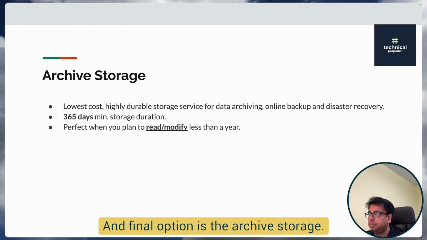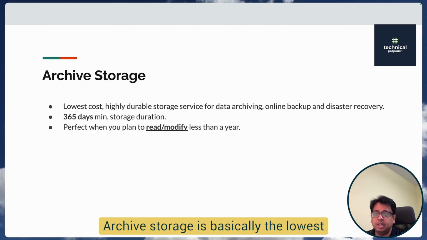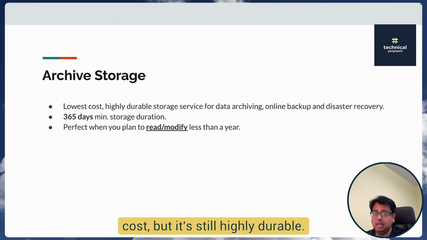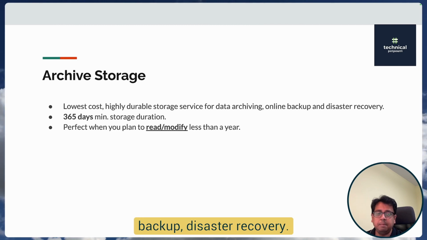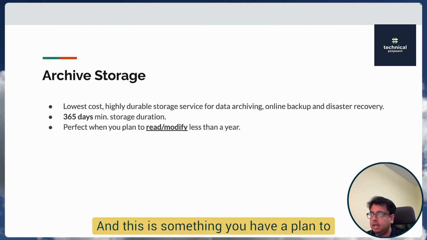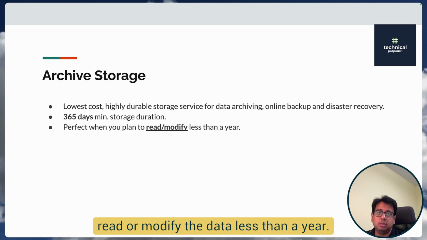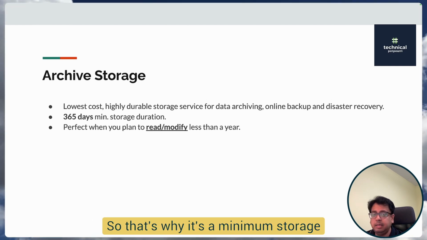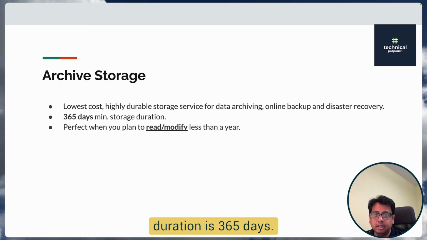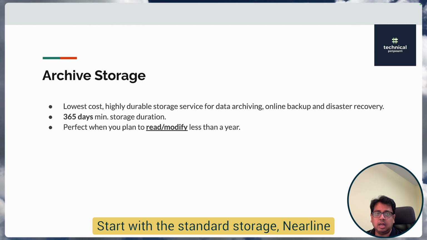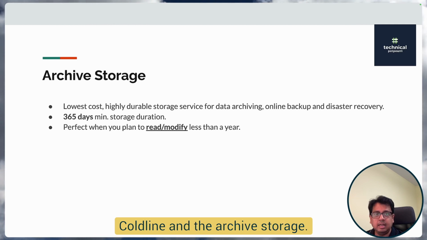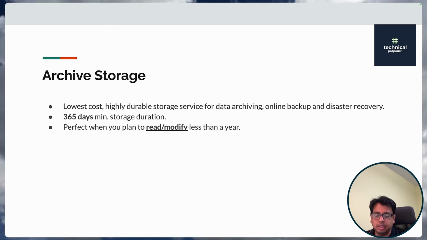And the final option is archive storage. Archive storage is the lowest cost, but it's still highly durable. It's used for data archiving, online backup, and disaster recovery. This is for when you plan to read or modify the data less than once a year. That's why the minimum storage duration is 365 days. So these are the options we have: standard storage, nearline, coldline, and archive storage.